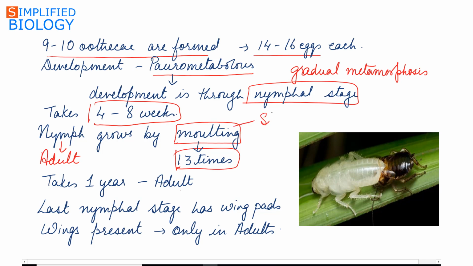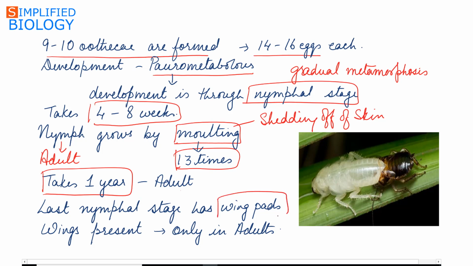Molting means shedding of skin. It molts 13 times to form an adult. So it takes about a year to form an adult. Wing pads are present at the last nymphal stage, while wings are only found in the adult. The nymphal stage are without any wings.